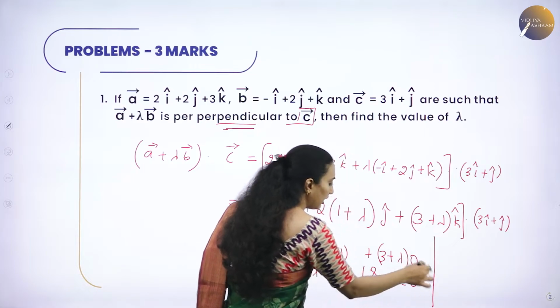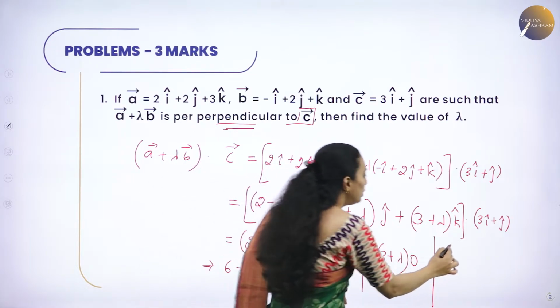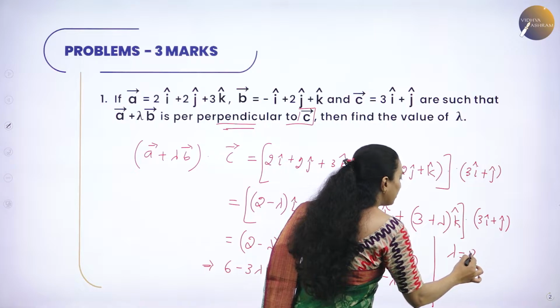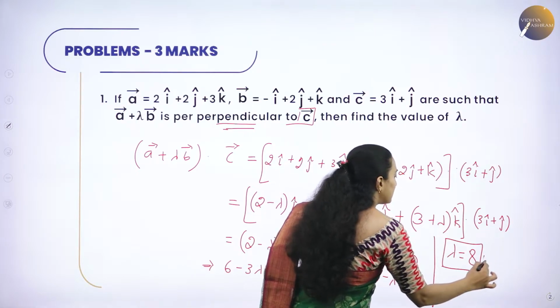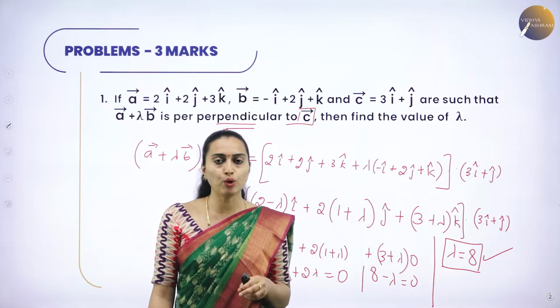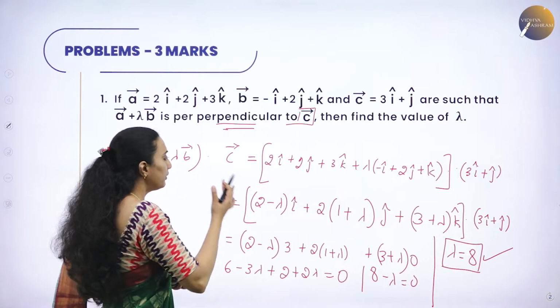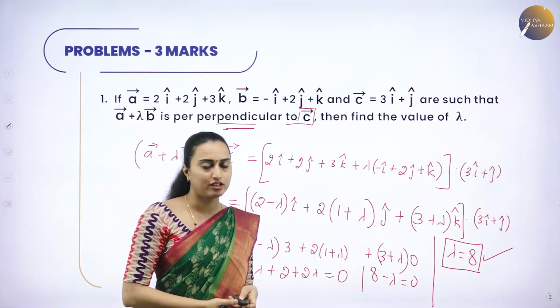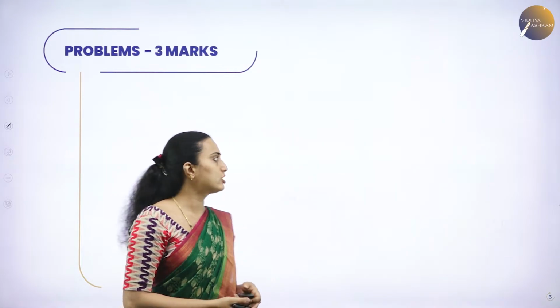Or otherwise, taking lambda to the right hand side, you are going to get lambda is equal to the value 8. That's it. So, this is what they have asked you to find out. I hope you understood this step, dears. Now, we'll be moving on to the next problem.